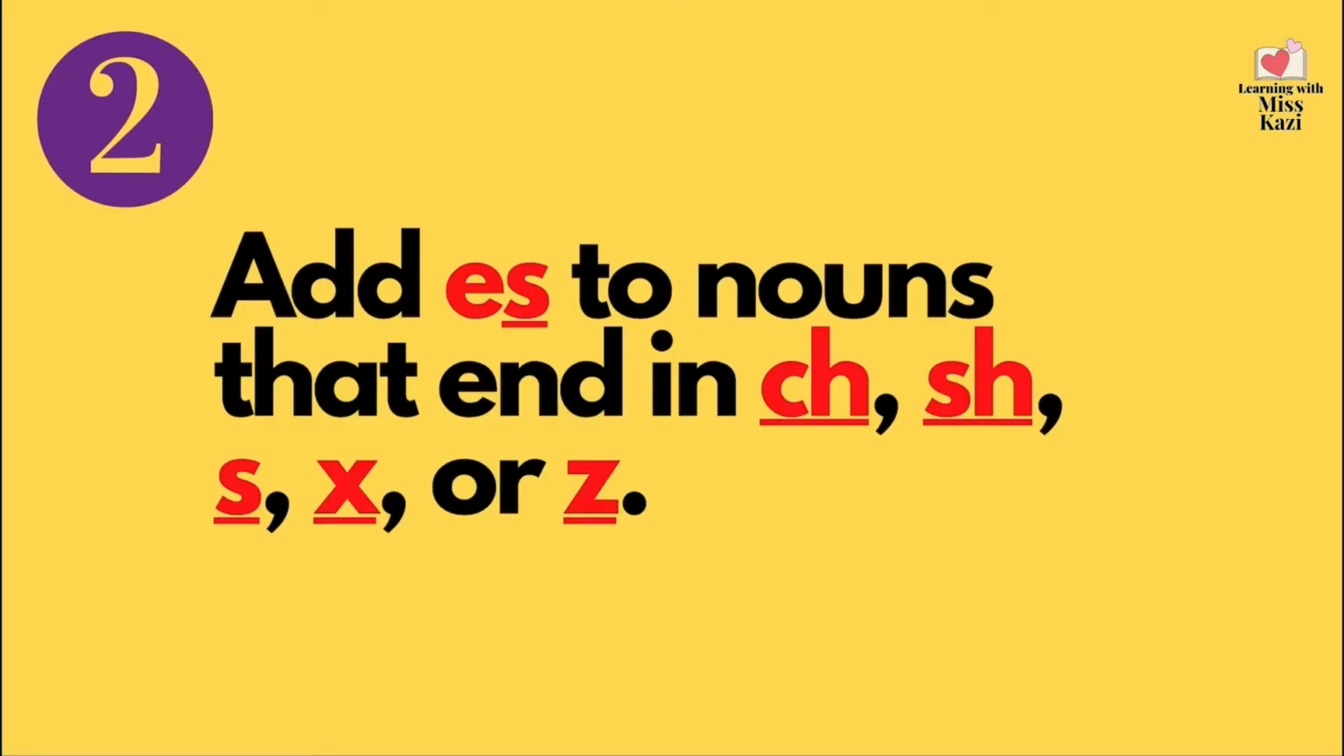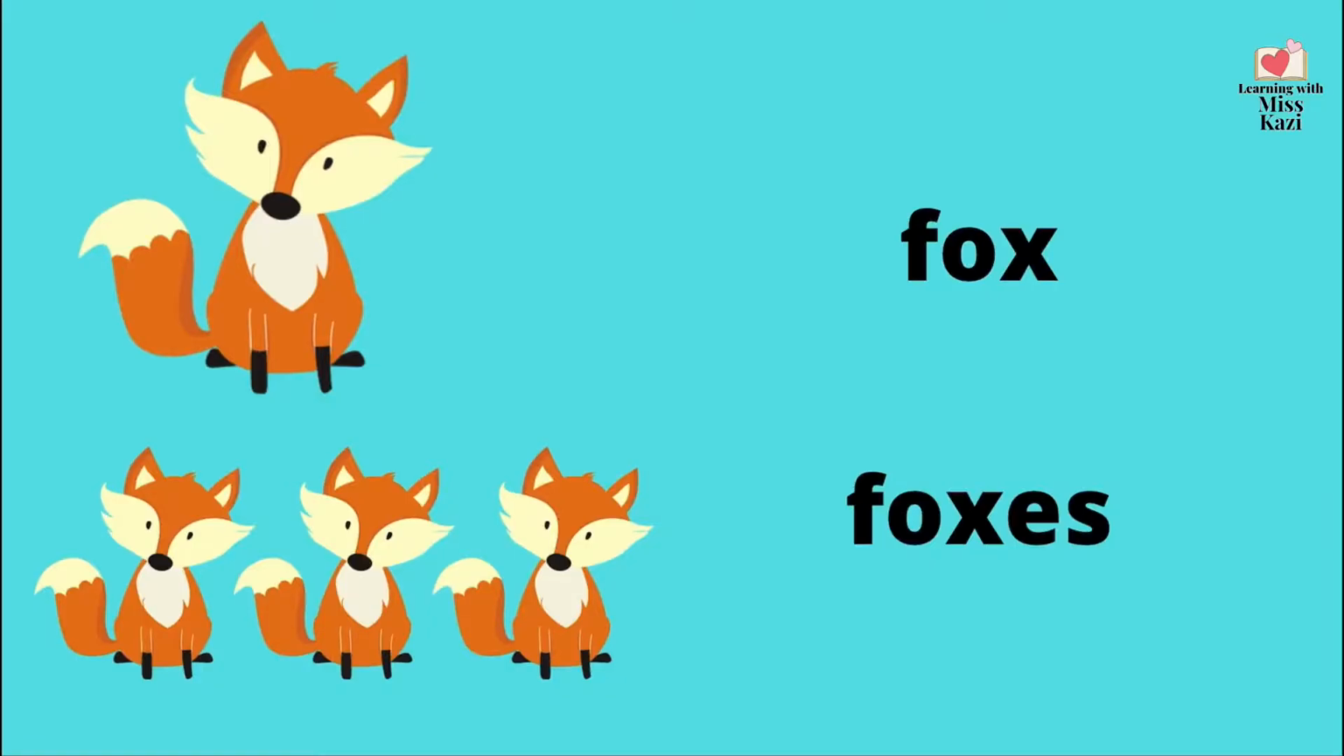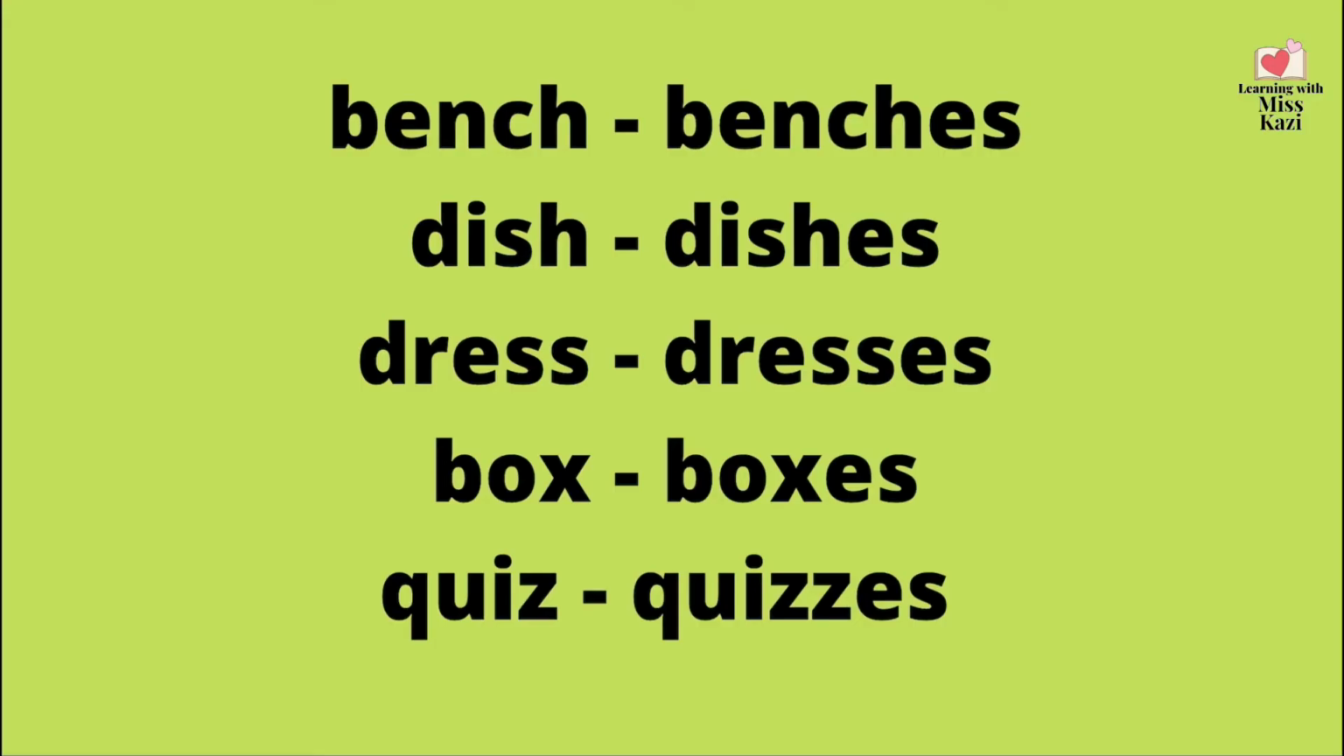The next rule is we add the letters es to nouns that end in ch, sh, s, x or z. For example, the word fox, it ends in x, so we add es to it. Foxes. Bench ends in a ch sound, so we made it benches. We added es to it.